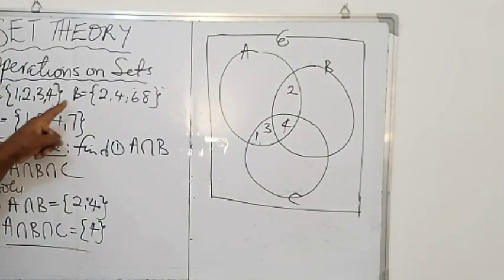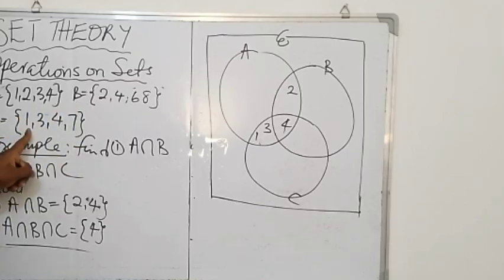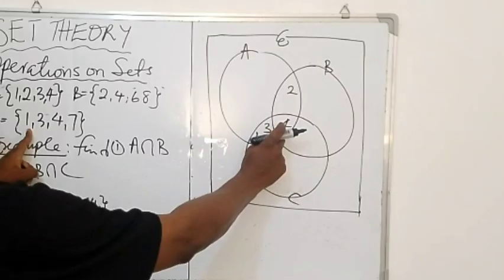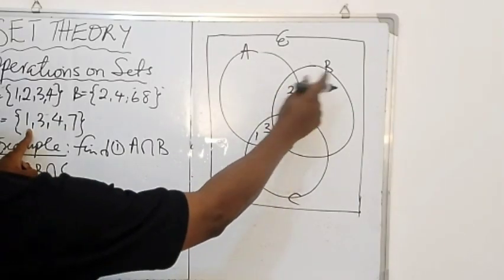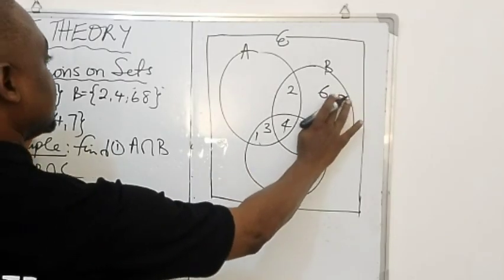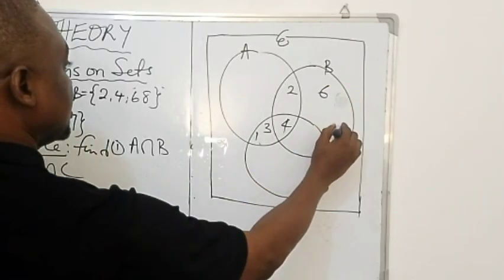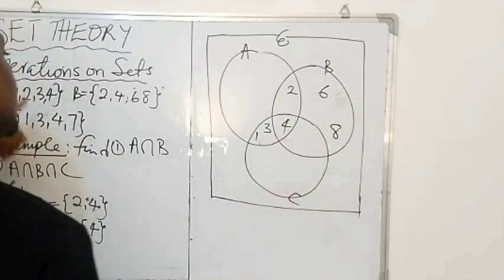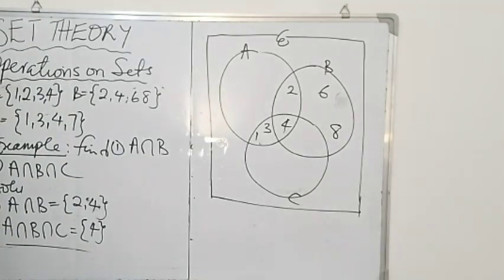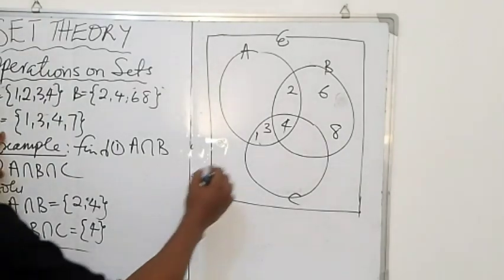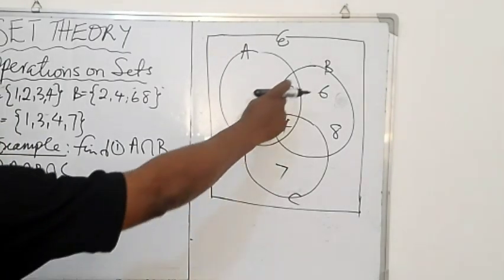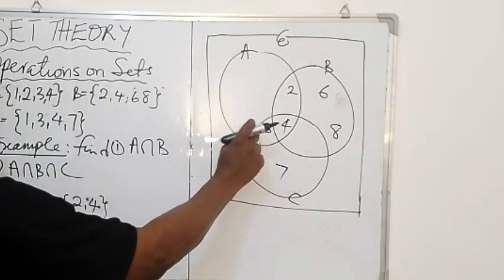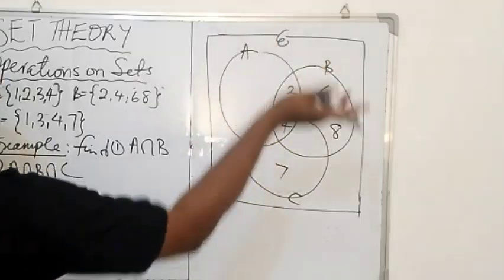Let's do B intersection C. For B intersection C, all that is common for them is 4, all right? And we have a 2 here. Then there's a 6 and 8. Let's write it separately before you think it's 68. It's not 68. So that is it. All right. Then for C, 7 is remaining. So there's 7 here. All right. Then for A, that is 1, 2, 3, 4. So everything about A is done.